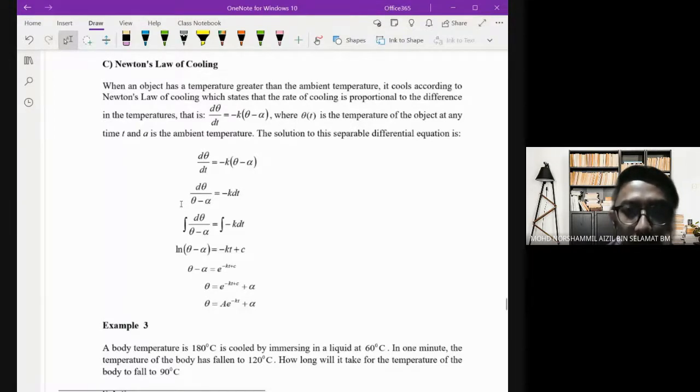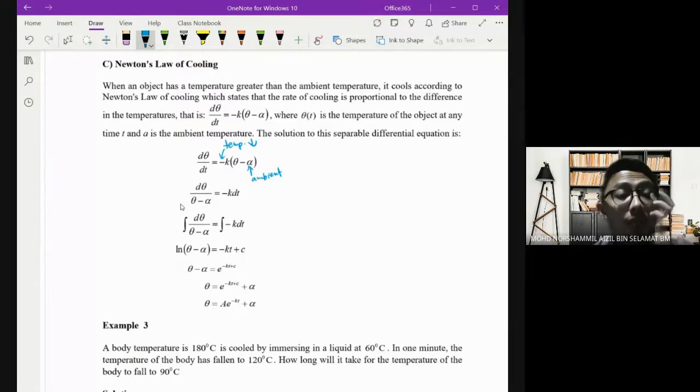Alright. So this one we are talking about Newton's law of cooling. Newton's law of cooling. Maksudnya dia melibatkan objek yang kita gunakan something untuk sejukkan dia. So bila sejukkan dia, maksudnya temperature turun kan. Temperature turun. That's why negative. That's why negative okay, temperature decreasing. Okay, yang alpha ni ambient temperature. Ambient temperature maksudnya sekeliling dia tu temperature apa?